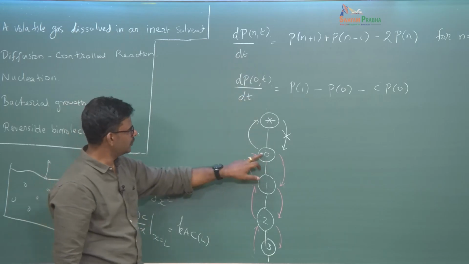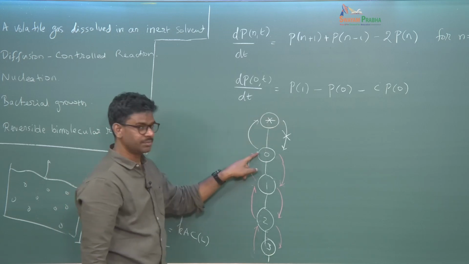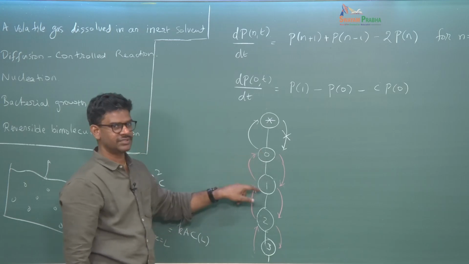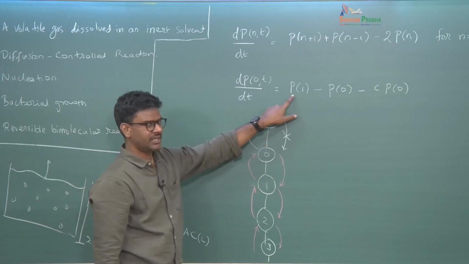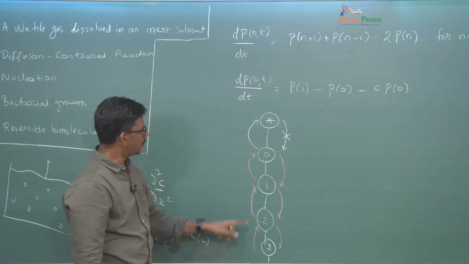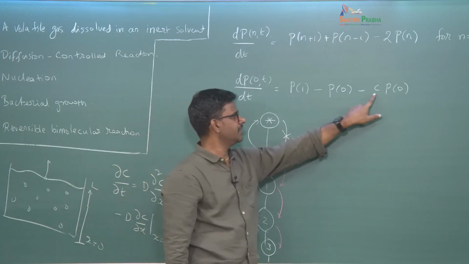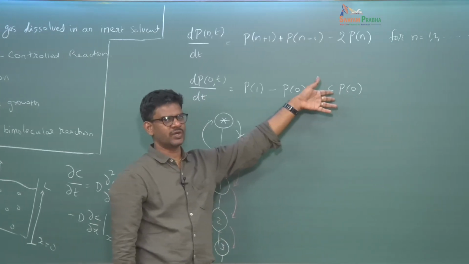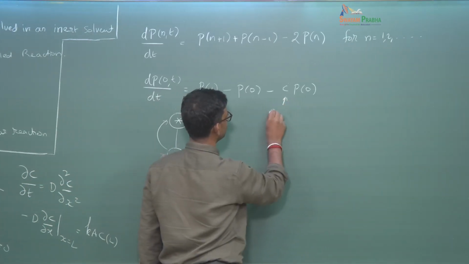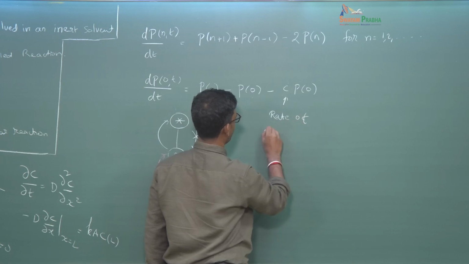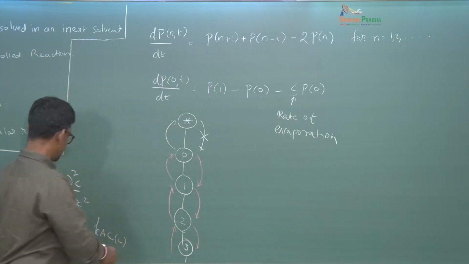So here what happens is, if you look at this 0 state, it is created when there is a forward jump from state 1 to state 0, and then it can also jump back. This is just a pure diffusion. So P1 is creating, this is destroyed. Now while you are at this state, it can also evaporate one way, so that is C times P of 0. So this C here is a rate constant, to represent the rate of evaporation. This must be related to the mass transfer coefficient K here.